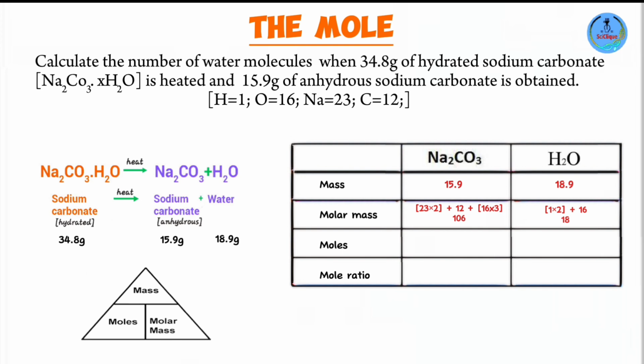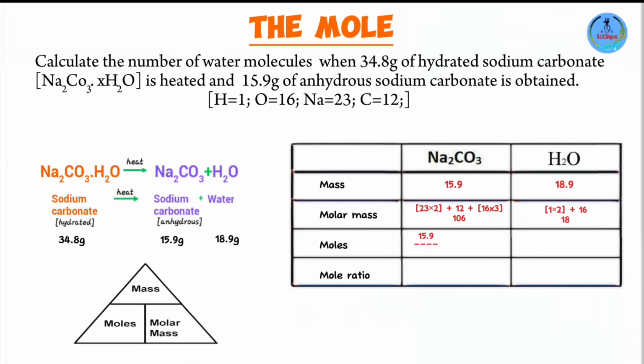Next, determining the moles of each. We are going to use this formula. Moles is given by mass over molar mass. Our mass is 15.9 over the molar mass 106. So the number of moles of sodium carbonate was 0.15. Same goes for water. Mass over molar mass. And this gives us 1.05.